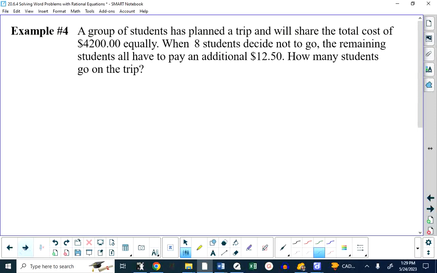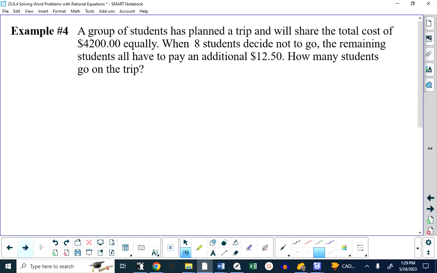All right, number 4 is a classic kind of problem. I'm trying to hit the classics here, the 5 questions that you would likely see on an exam. A group of students are going to go on a trip. And the trip costs $4,200 no matter how many students go. That's it. It's a flat rate. If more students decide to go, it's still $4,200.